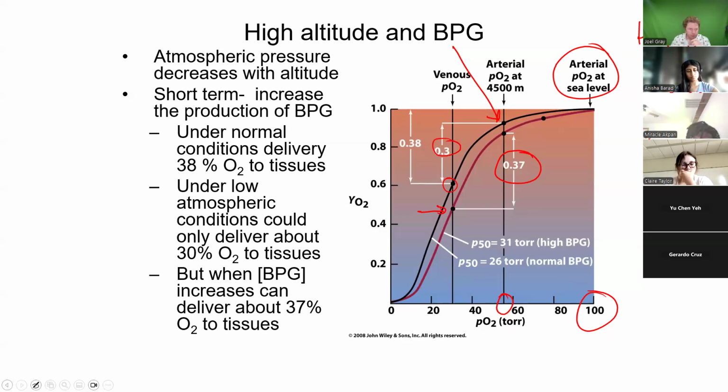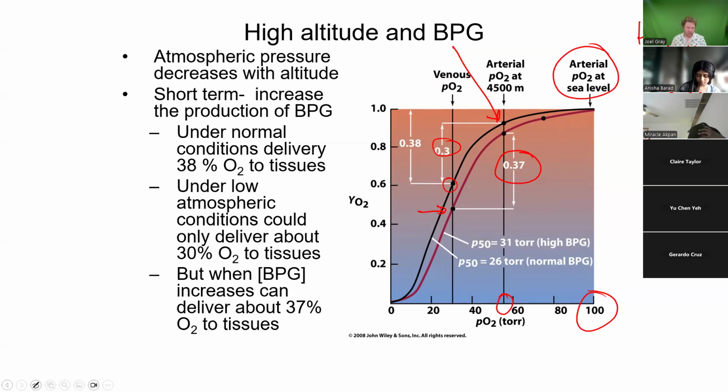The key here is at sea level, 38% of the oxygen that you bring in gets deposited to the cells, gets to your muscles. Think about this as muscles are happy when they get 38% of the oxygen that you bring in. Well, when you go up to an increased elevation, those muscles are only getting 30% of the oxygen that you bring in. But when bisphosphoglycerate concentrations go up, all of a sudden, bisphosphoglycerate helps you deliver 37% of the oxygen that you bring in.